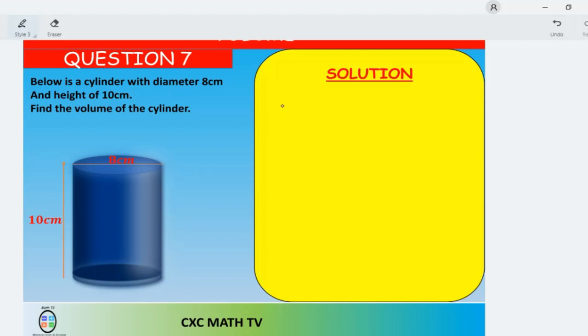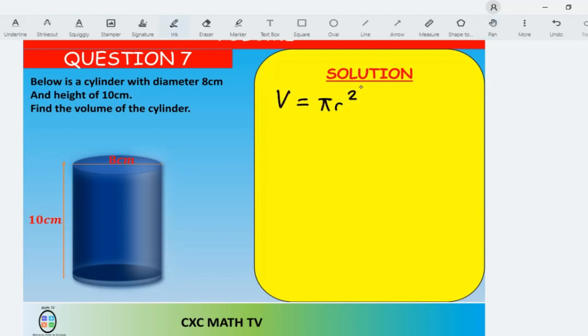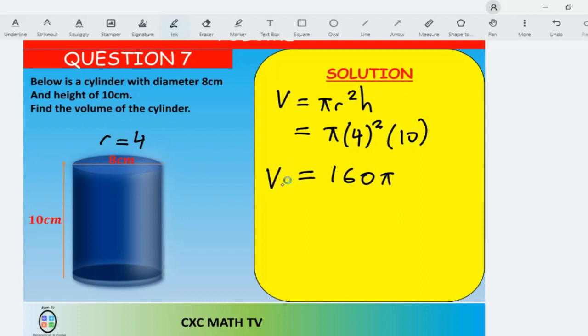So in doing this question, the first thing we said was what? Volume of a cylinder. We already said it. Volume of a cylinder is pi r squared h. Now if the diameter is 8, then the radius is 4. So the volume is pi times 4 squared times 10. So you can work that out. 4 squared is 16. 16 times 10 is 160. That's the volume, 160 pi. All right, and of course you put centimeters.